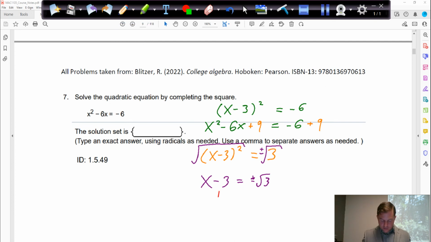Last step is to add 3 to both sides to get rid of that 3 over there and isolate the x. So we get x equals 3 plus or minus square root of 3. And again, these are apples and oranges. You can't combine numbers with radicals. So your final answer would just be 3 plus the square root of 3, comma, 3 minus the square root of 3.